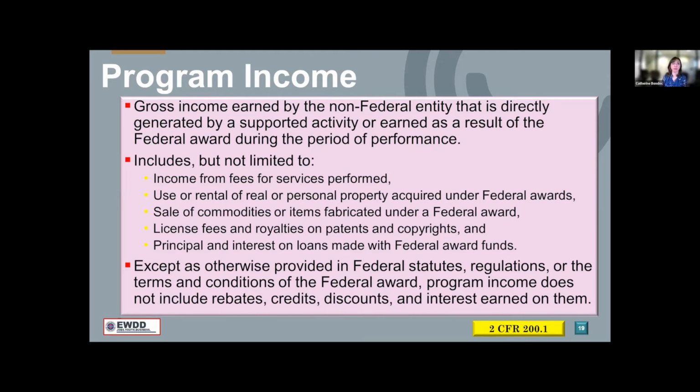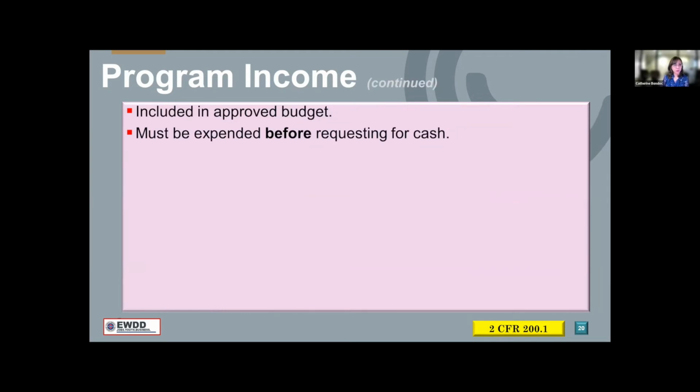Different from program income. Included in the approved budget, I think for both workforce and economic development, you do have a column for program income, right? I guess at that point, you already know that you're going to earn program income and what you're going to budget it for.